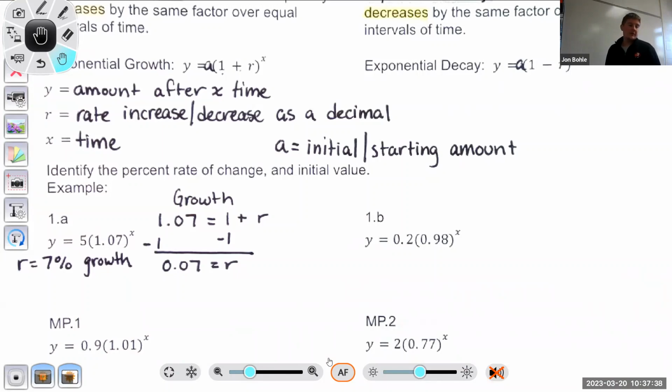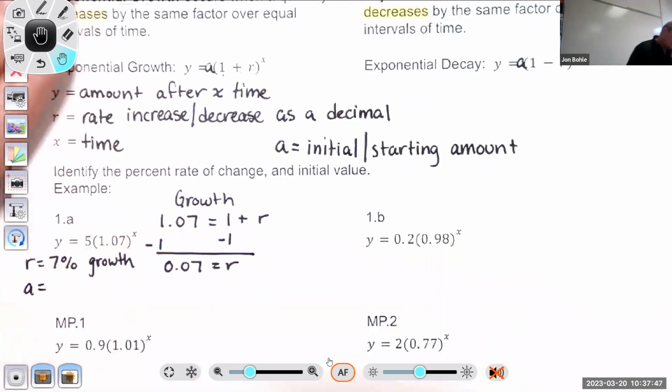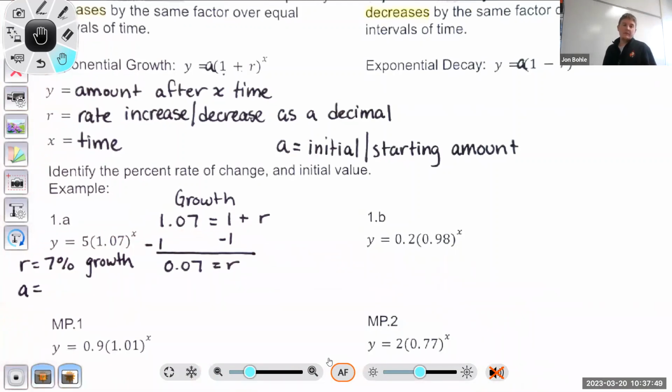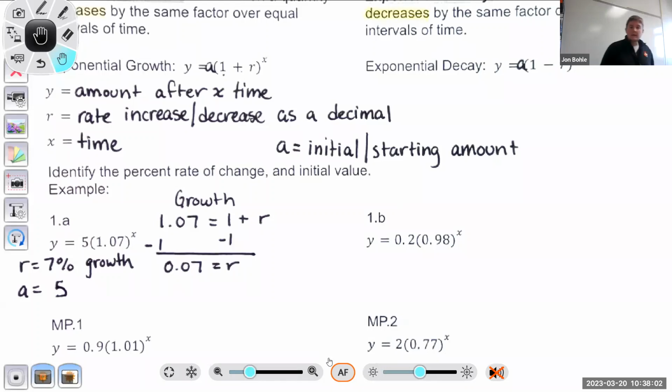Because R is the percent rate of change. Okay, initial value. What's my initial value? Now look at the description above. What letter is my initial value? A. What number's in the A spot? 5. So what's the initial value? 5. We don't know what we're talking about, but it's 5 something. Okay, questions about 1A?